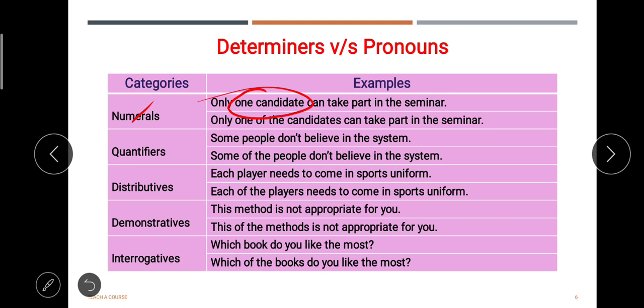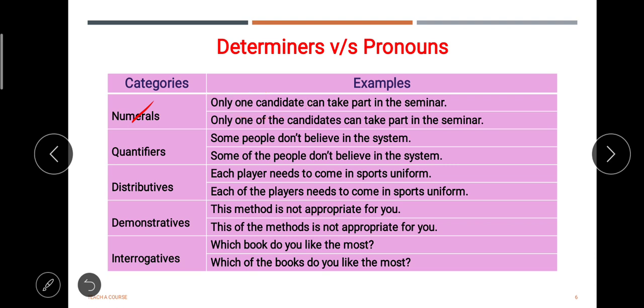Determiners are always immediately followed by the noun. This is the condition. The words which are used as a determiner must be immediately followed by the noun. If there are other words in between the determiner and the noun, it means that word is not working as a determiner. Its role is changed now. So we can see one is immediately followed by the noun candidate. So over here, first is the example of a determiner. One is used as a determiner over here.